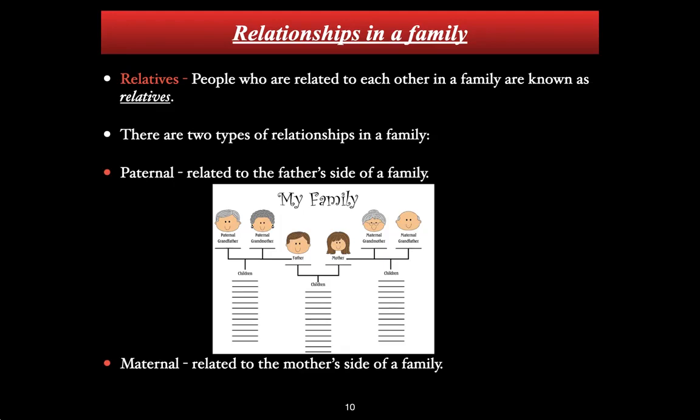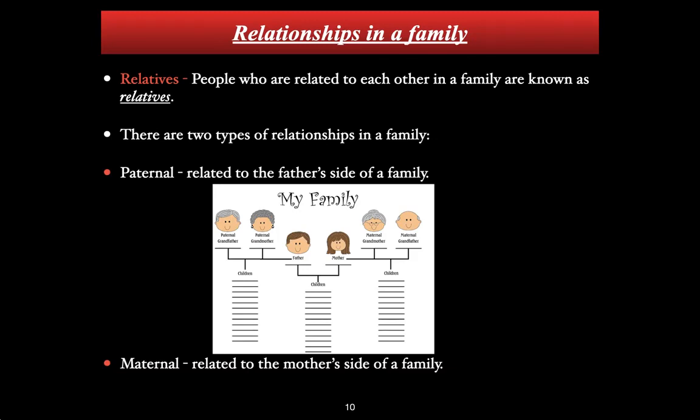Okay, next we move on to the relationships in a family. Okay, so who are relatives? Yes, we learned it yesterday, right? People who are related to each other in a family are known as relatives. So now we know that the parents of our father and our mother are our grandparents. There are two types of relationships in a family. One is the paternal side and another is the maternal side. The paternal side is related to the father's side of a family, whereas the maternal side is related to the mother's side of the family.